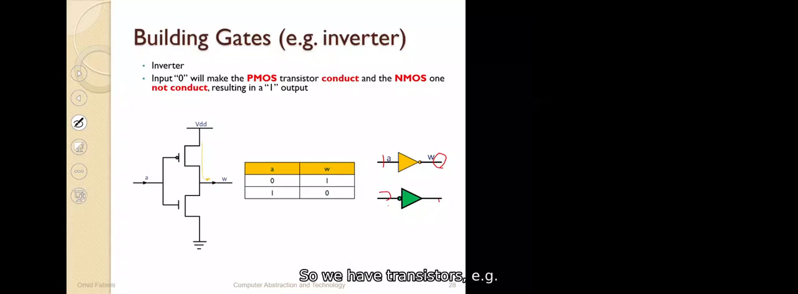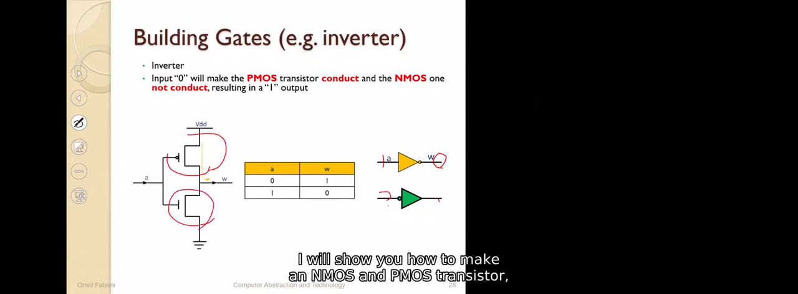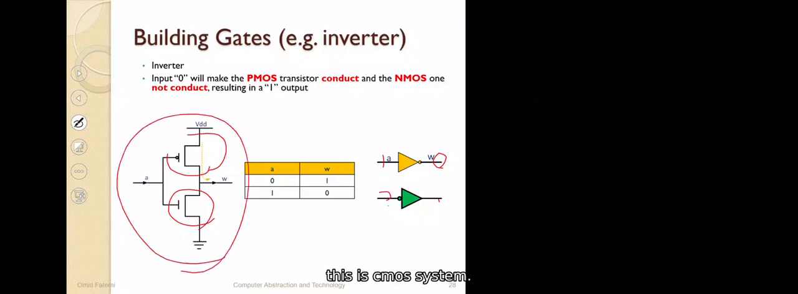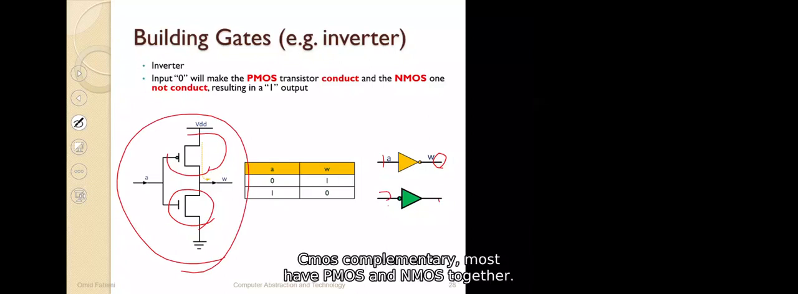So we have transistors. For example, this one is a PMOS transistor. This one is an NMOS transistor. In the next slide, I will show you how to make NMOS and PMOS transistors, which are the building cells of everything now in industry. This is the CMOS system. CMOS, complementary MOS, has PMOS and NMOS together.